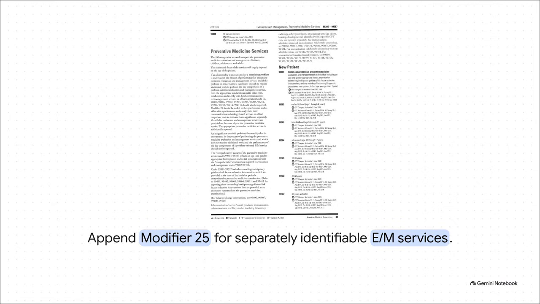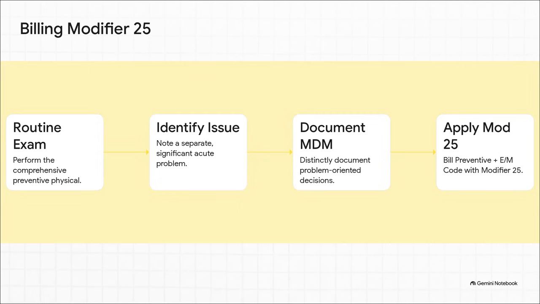But, and this is the critical part, Modifier 25 must be attached to that problem-oriented code. That modifier is what proves to the payer, hey, this was a significant, separately identifiable evaluation and management service, and it just happened to be provided on the exact same day. Let's walk through how to actually execute this in the real world.